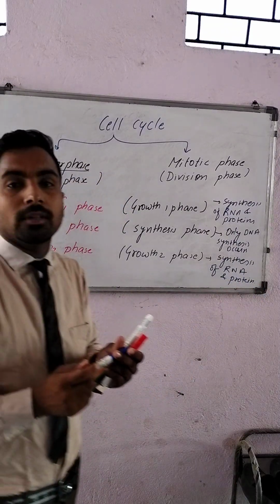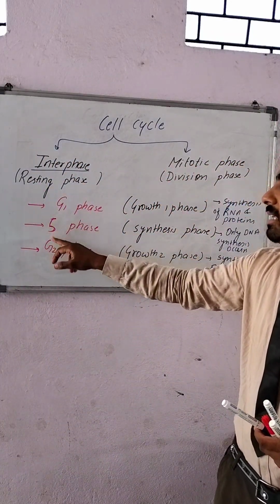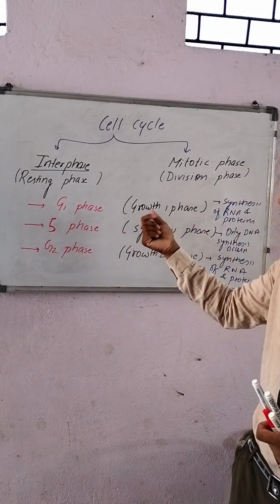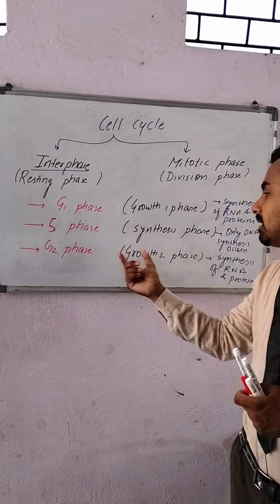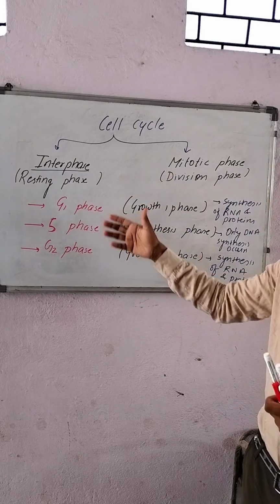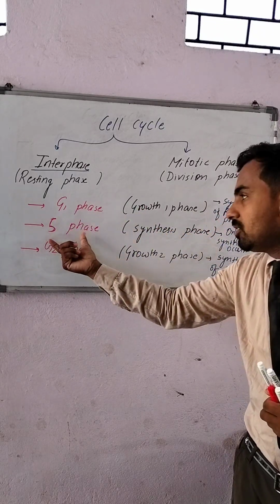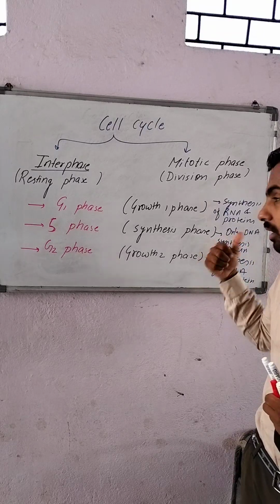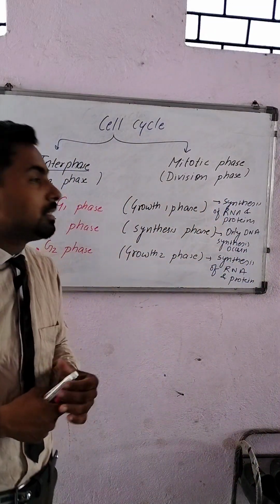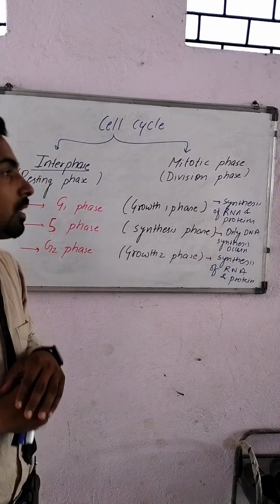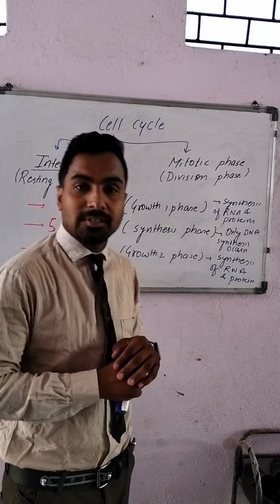So this is about the interphase, the resting phase, in which three phases are there: G1, S and G2 phase. G1 phase is known as growth 1 phase, S phase is known as synthesis phase and G2 phase is known as growth 2 phase. What happens in these phases? Synthesis of RNA and protein occurs in the G1 phase. In S phase only DNA synthesis occurs, and last in G2 phase only remaining RNA and protein are synthesized. In the next video, we'll discuss about the mitotic phase, that is division phase.